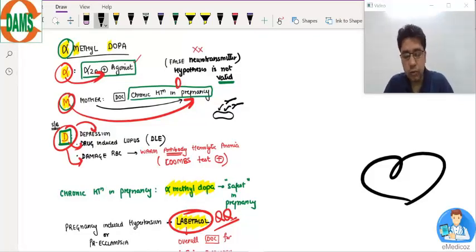Does SGLT2 inhibitor reduce obesity? Yes, they cause weight loss, but they are not approved as an anti-obesity drug. Certain anti-diabetic drugs produce weight loss, but among them only liraglutide is approved as an anti-obesity drug. No other drug among diabetes drugs is approved as an anti-obesity drug. Okay. Only liraglutide.